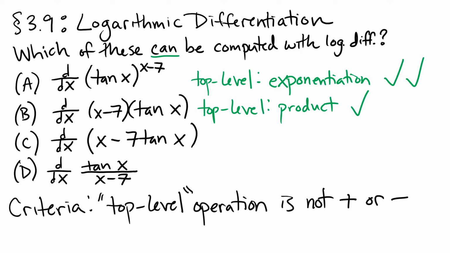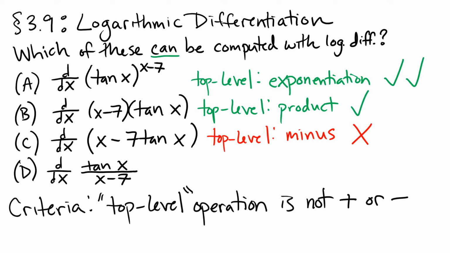C has top level operation minus, which is bad. Here our pieces are not x minus 7 and tan x, but x and 7 tan x. There's no log rule for that top level operation of minus, so we should not use logarithmic differentiation. Otherwise, in step 1, we won't be able to simplify ln f(x) at all. And it will turn out just as silly as the non-example we had in the last video.